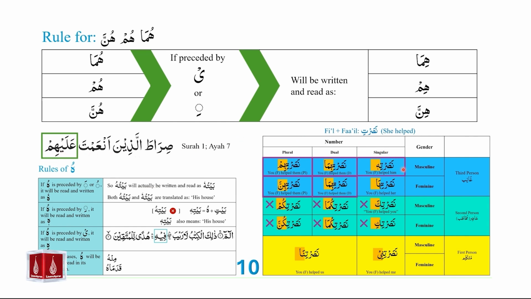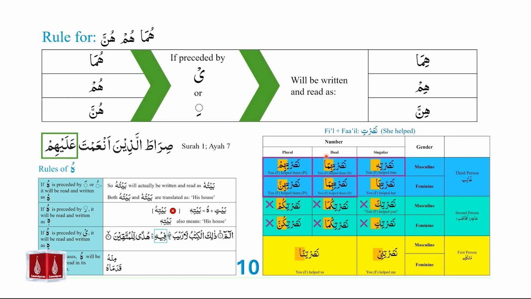Let us start our table. First of all, we have nasartihi. Please pay attention to the way nasartihi is written. In this case, we see ha at the end with a vertical zair underneath it. And we studied that if hu is preceded by zair, such as nasarti, then that hu will be read and written as following with ha and a vertical zair underneath it. So that is the reason nasartihi is written this way. Nasartihi, you helped him. You referring to singular and feminine.